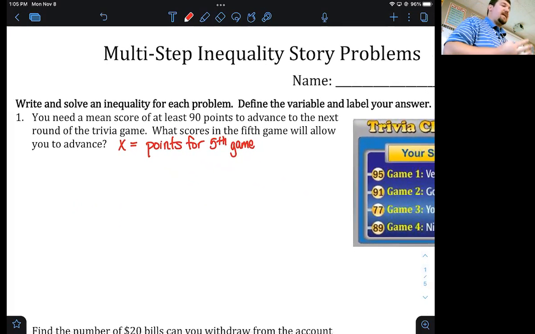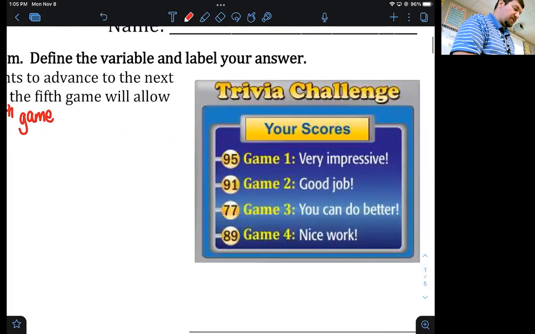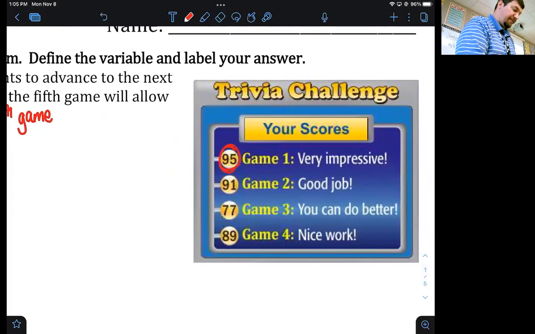All right, so we're finding the mean. That means we're going to be adding numbers together and dividing. And there's 5 games, so we'll be dividing by 5. So I'm going to start by adding the points we scored in game 1, 95, game 2, 91, game 3, not so good, 77, and game 4, 89. Instead of writing an equation where I have to write all that stuff out, why don't we go ahead and combine those now? You'll need a calculator.